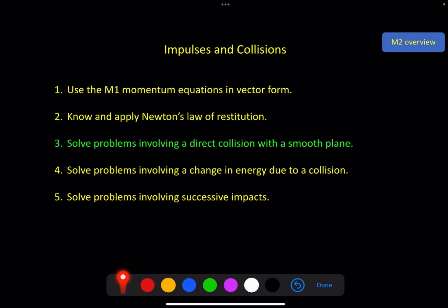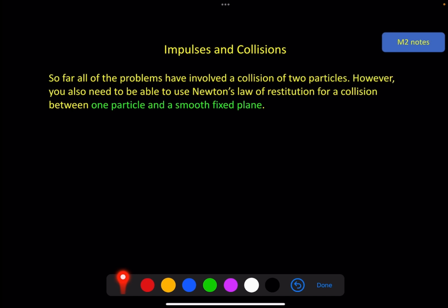In this video, we're going to look at problems involving a direct collision with a smooth plane. And this is actually a little bit easier than what we've just done there in the starter question. So far, all the problems have involved two particles, but we need to be able to use Newton's law of restitution for a collision between one particle and a smooth fixed plane.